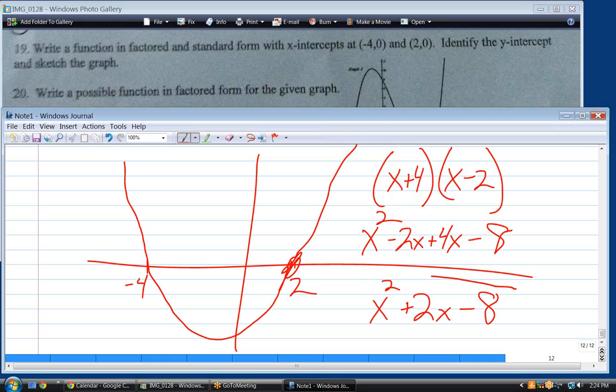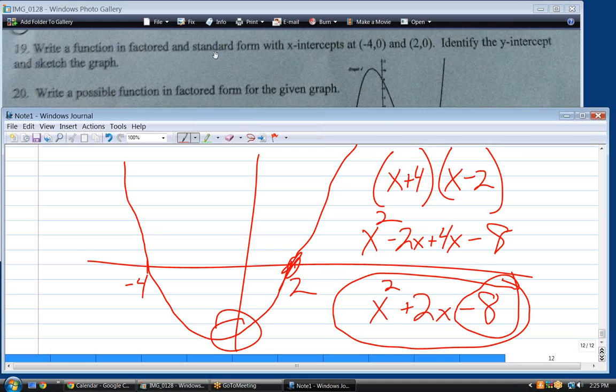Now, notice that just like every other function, the y-intercept is going to be where x equals 0, right? I mean, at this point right here where it crosses the y-axis, by definition, x is equal to 0 there. So the y-intercept is always this constant, minus 8, because if I plug x equals 0 in, I end up with minus 8.